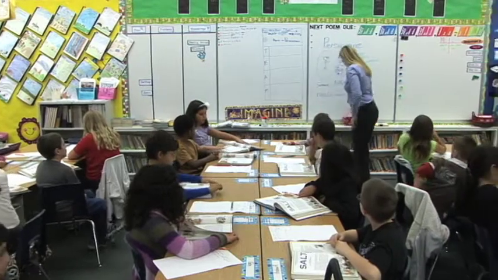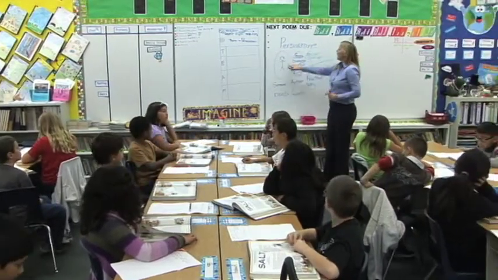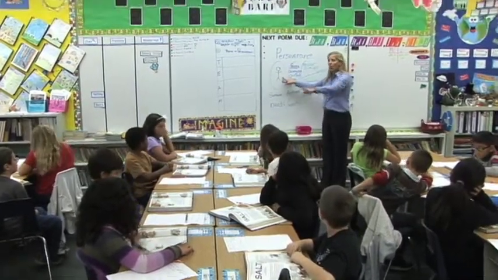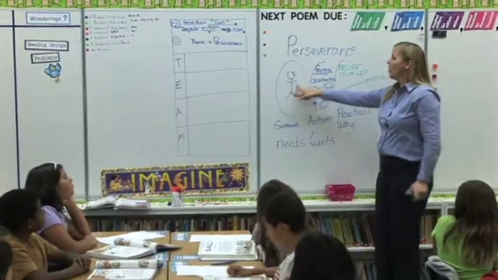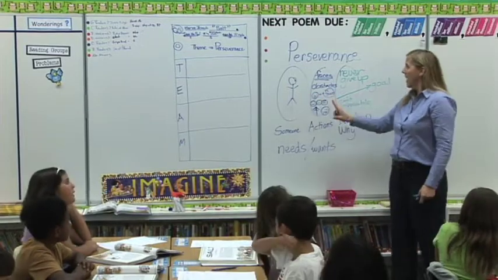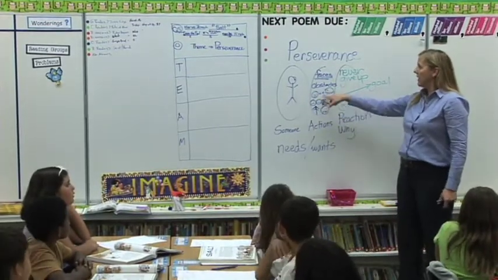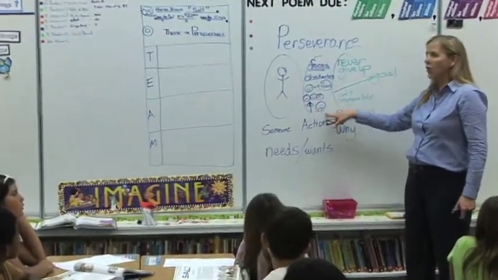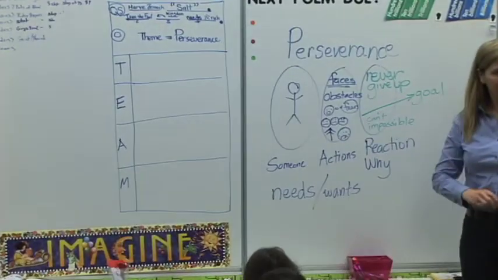Now, let's see how that shows perseverance. So watch what I'm going to do. I'm going to now look at my circles. Who in that passage showed perseverance? Everyone say Ivan. Ivan. What obstacle did he have to face? His own fears, others, nature, or an illness? Tell the people at your table.